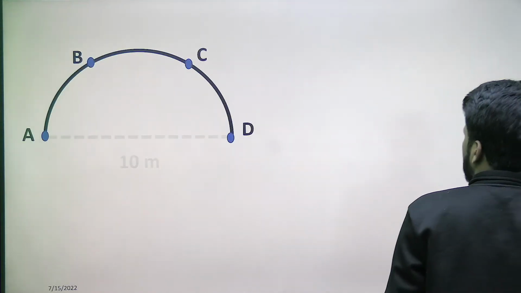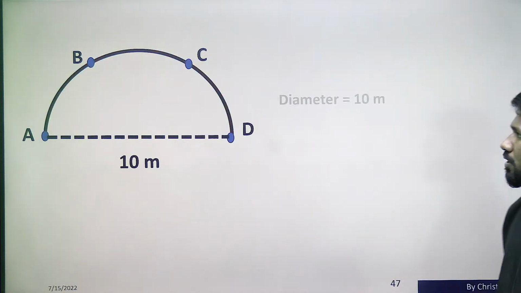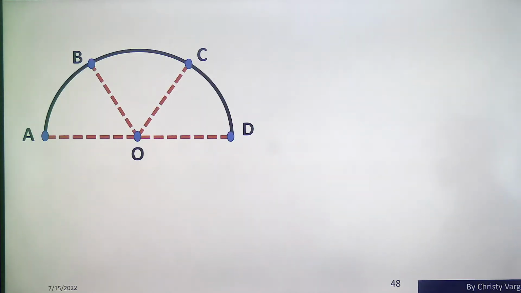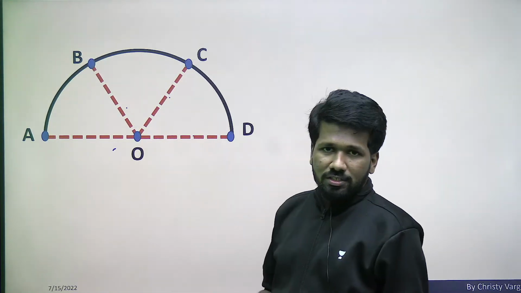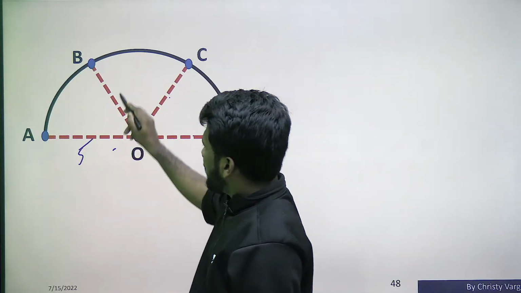Look at this. ABCD total 10 diameter है, so radius 5 होगा और AB, BC, CD का length equal है, तो ये 5 है. मतलब ऐसा construct किया तो ये सब 5 होगा ना. ये 5 है, ये 5 है, ये 5 है, ये 5 है, क्योंकि ये चारों radius हैं. मतलब ये 5 है, ये 5 है.